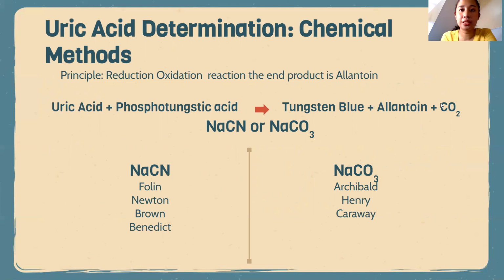So class, sa board exam, ang alam ko, ang pinaka-familiar sa akin dito is itong Caraway. So pag narinig yung Caraway test or method, it's a uric acid determination. So Archibald Henry Caraway, sodium carbonate yung ginamit nila instead of sodium cyanide. Pauline, Newton, Brown and Benedict, sodium cyanide naman. Phosphotungstic. Tapos class, ang end product na minimeasure is allantoin.